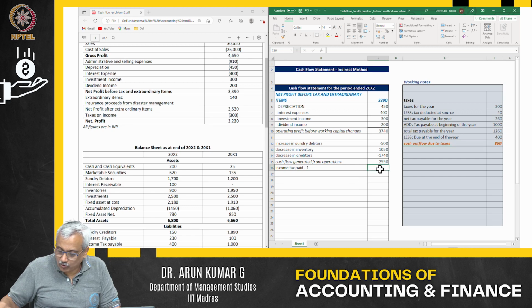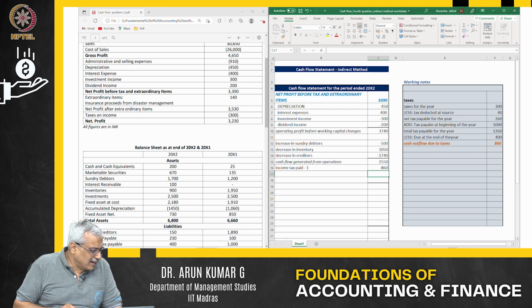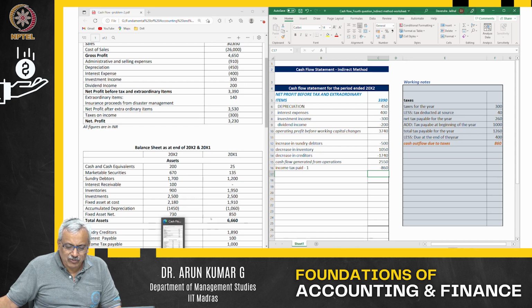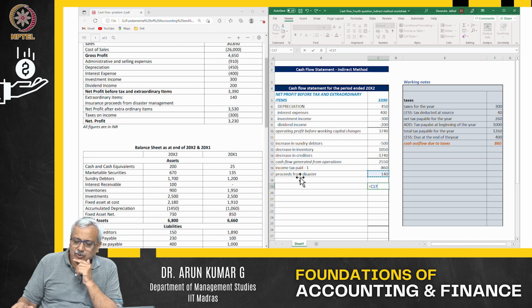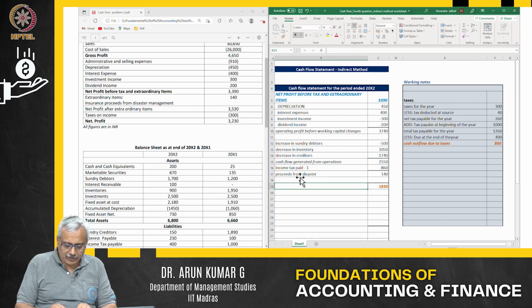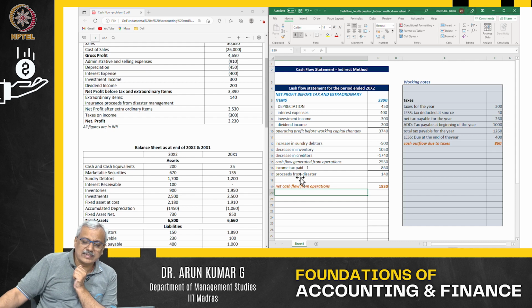So, cash outflow, that means this is the amount that I have paid out there. Then we see that there is an extraordinary item, that is a cash inflow, proceeds from disaster. So what is the net cash flow? We add this and then we add this. That means net cash flow from operations is 1830.